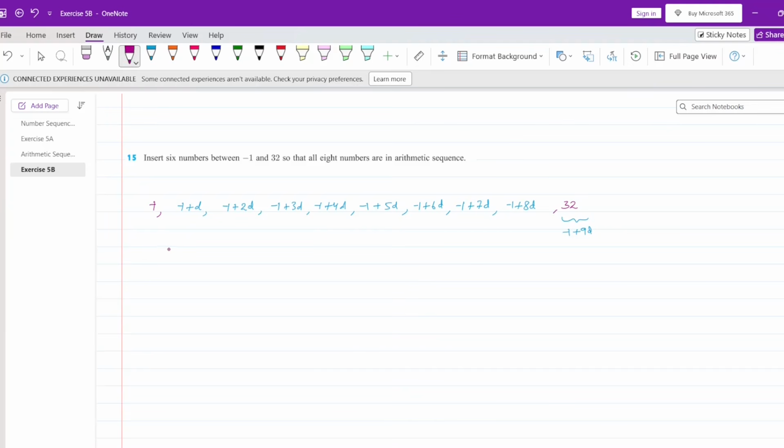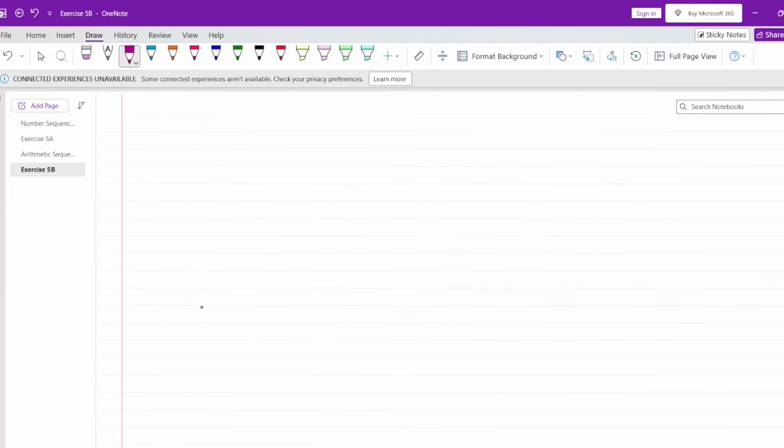If we solve it, -1 plus 9d equals 32. We can say 9d equals 33 and d equals 33 by 9 or 11 by 3. Now the value of d is 11 by 3. Substituting this value of d in each of these terms, we get the values of these terms. The part from here is very easy. Do it on your own. I'll go to the next question.